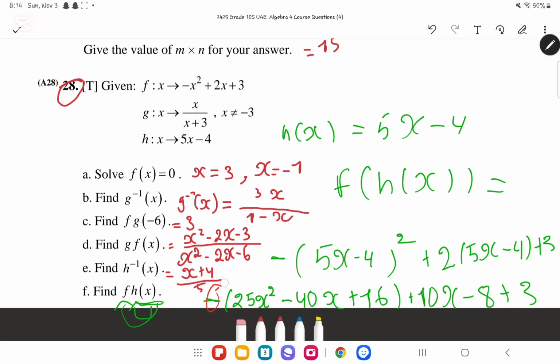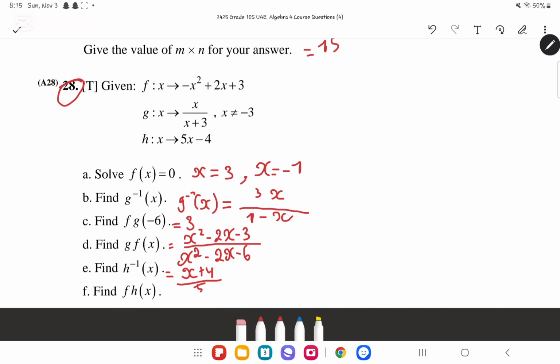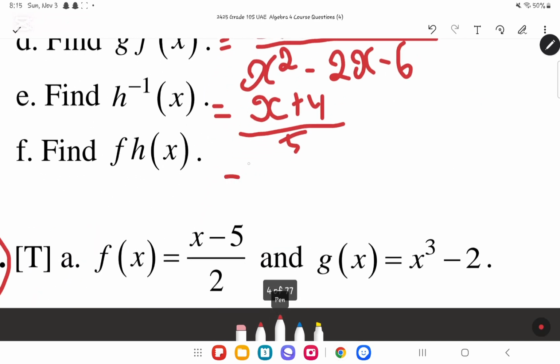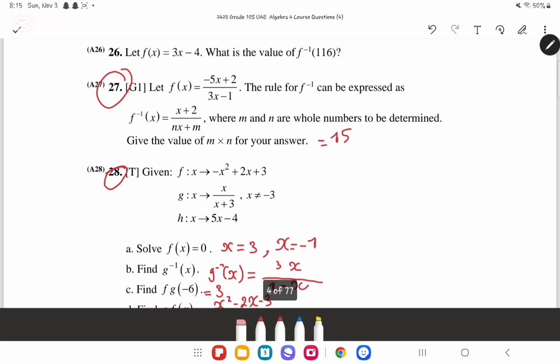Then you multiply this by minus, you are now going to get minus 25x squared plus 40x, because you don't only multiply this, you also multiply this and this, minus 16, plus 10x minus 8 plus 3. Then after solving it, you are gonna get minus 25x squared plus 50x minus 21. So our final answer for this one is minus 25x squared plus 50x minus 21. So that is it for top question number 28.